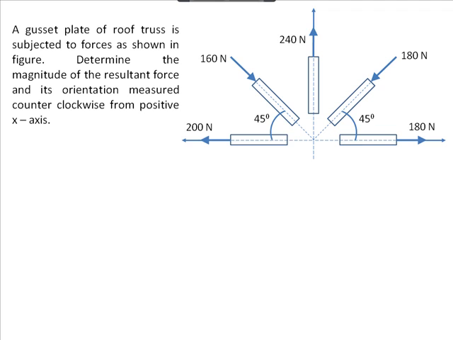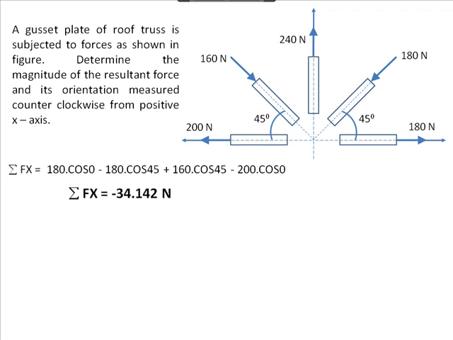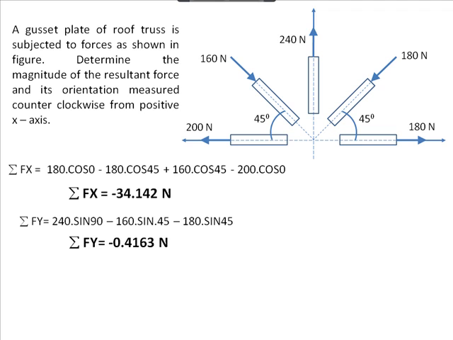As I said earlier, let it be part of any machinery, truss, hook or whatever. Our concern is forces are concurrent, and if they are in one plane, we follow our standard method of summing up all the x components. That is 180 cos 0 minus 180 cos 45 plus 160 cos 45 minus 200 cos 0. Again, you add up y components. That is sigma fy, 240 sin 90 minus 160 sin 45 minus 180 sin 45. You get sigma fy. You already have sigma fx.